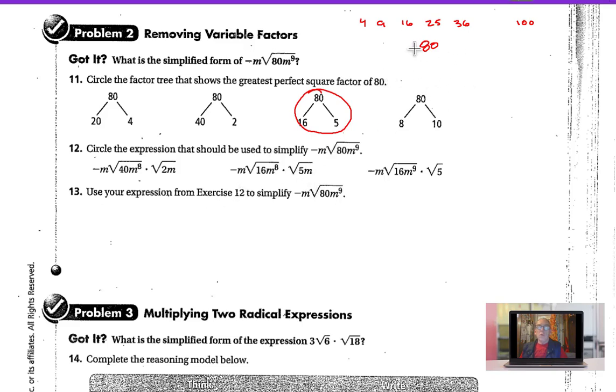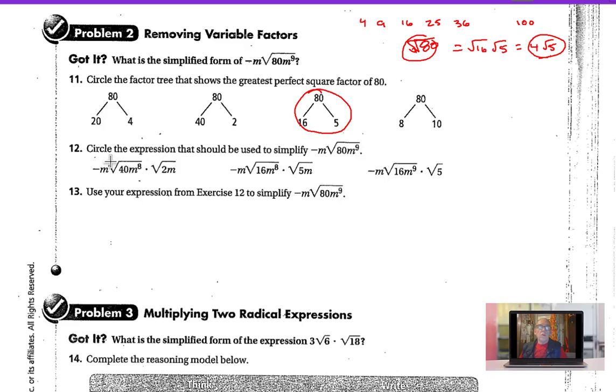So we could look at the square root of 80 as being the square root of 16 times the square root of 5. And the square root of 16 comes out as a 4. So we end up with 4 square root of 5 as the simplest form for square root of 80.